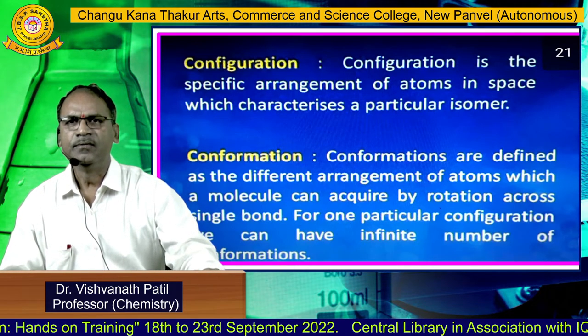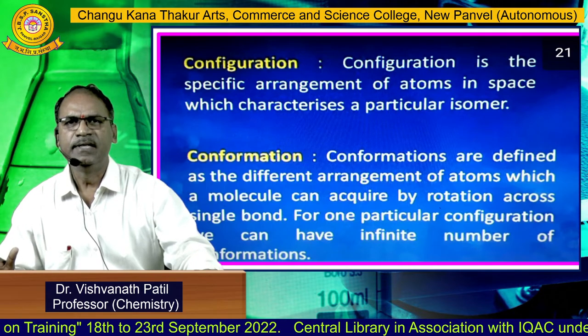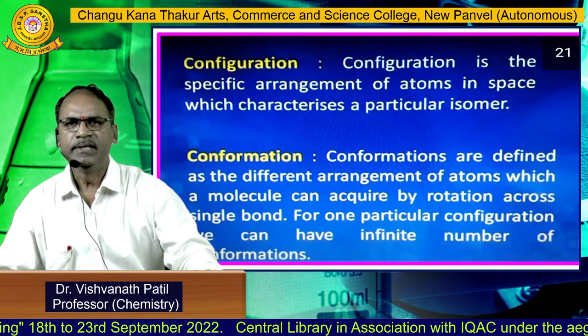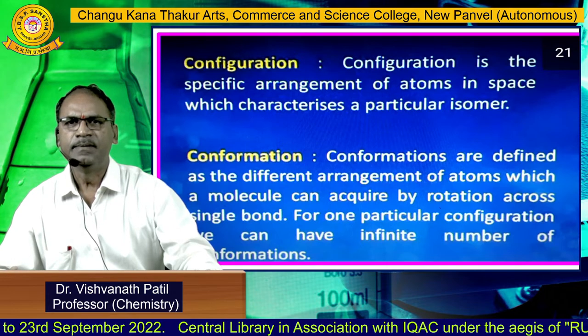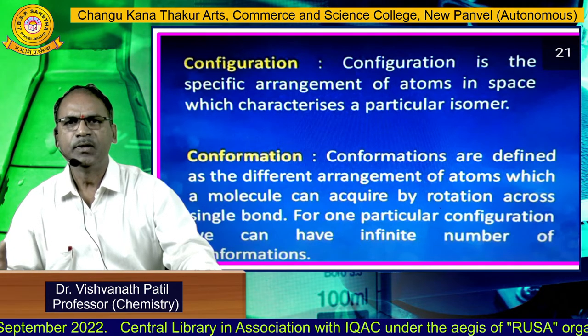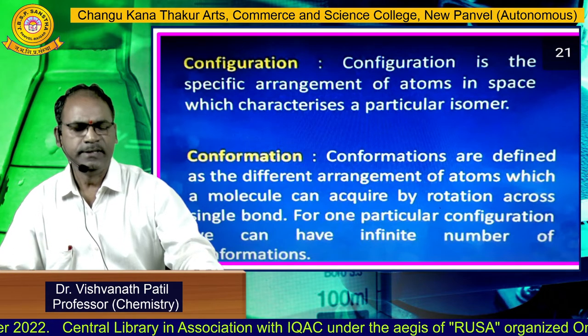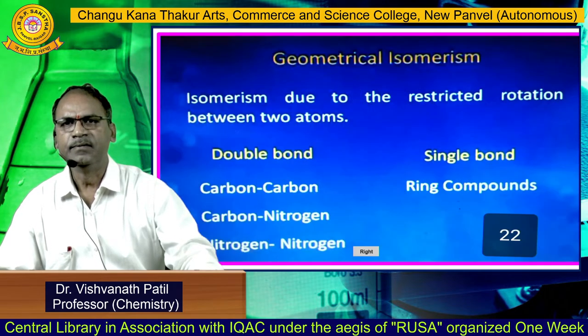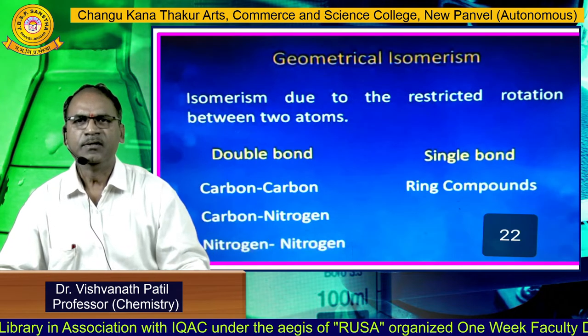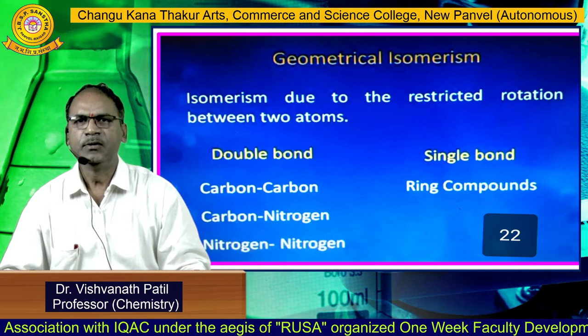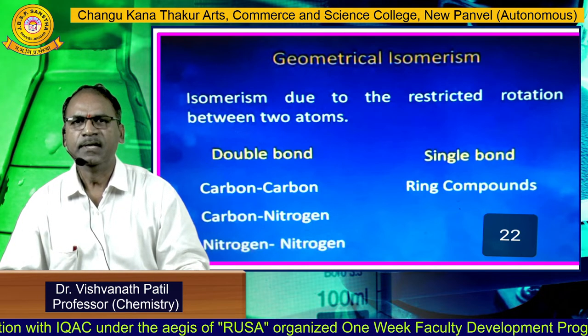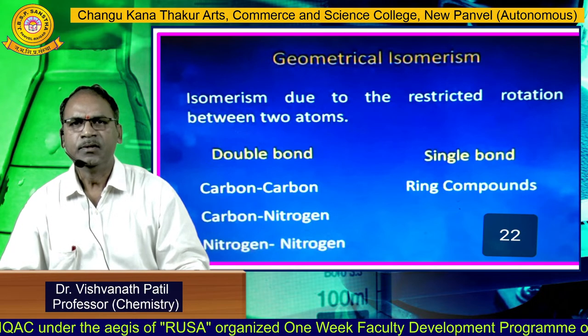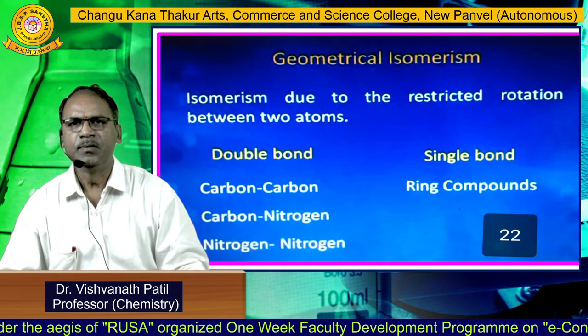In short, configuration is just the arrangement in three dimensions, and conformation is the three-dimensional arrangement of atoms or groups of atoms that arises due to carbon-carbon single bond rotation. This is the difference between configuration and conformation. Then geometrical isomerism. Geometrical isomers are of two types: one is the cis isomer, and the other is the trans isomer. Isomers arise due to restricted rotation between two atoms.